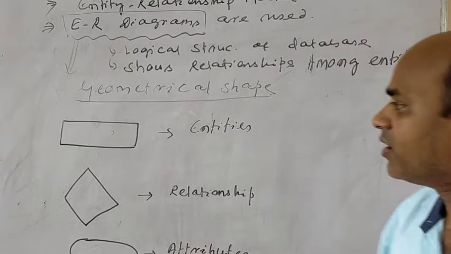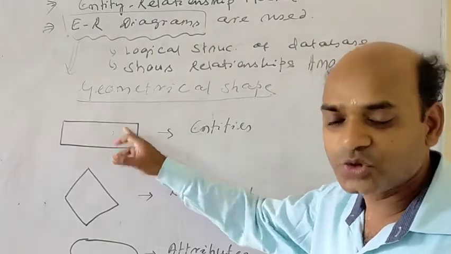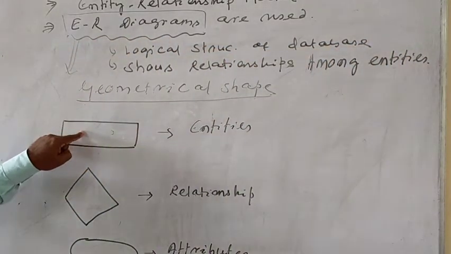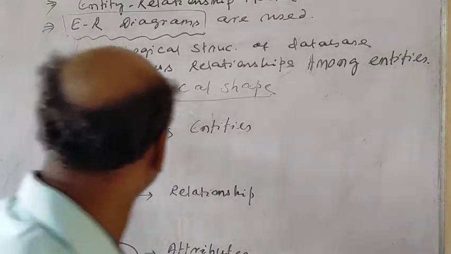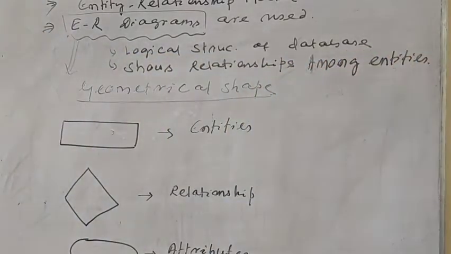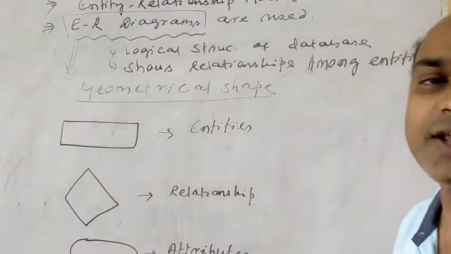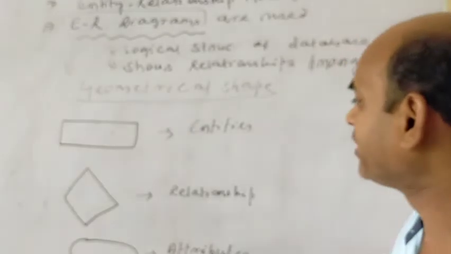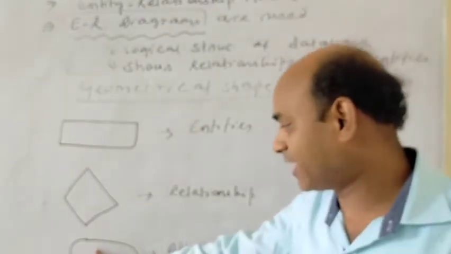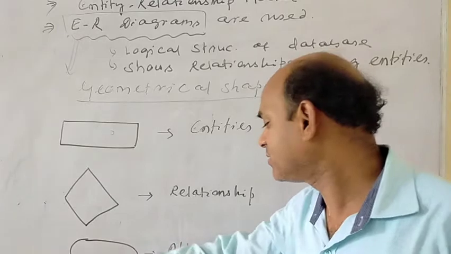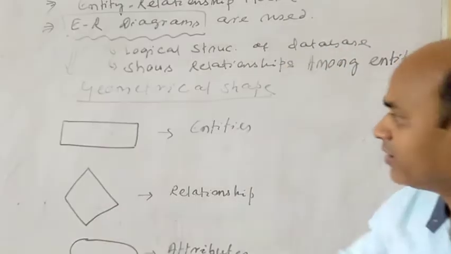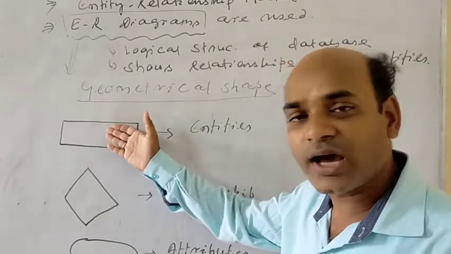This diagram has an entity. Suppose a student. Student may be an entity, so student will be written in this shape. Suppose a student has roll number, name, date of birth, father's name, mother's name. These are the attributes or properties of this entity, and they will be written inside this oval or elliptical symbol. And again, the student is an entity.